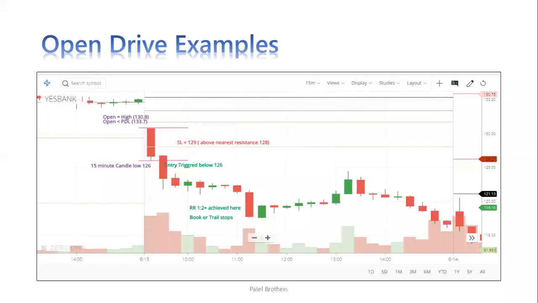Sir, can Heikin Ashi candles be used with any scanner? We have not tried Heikin Ashi. We have been using candlesticks, and we are very comfortable with the candlestick itself.